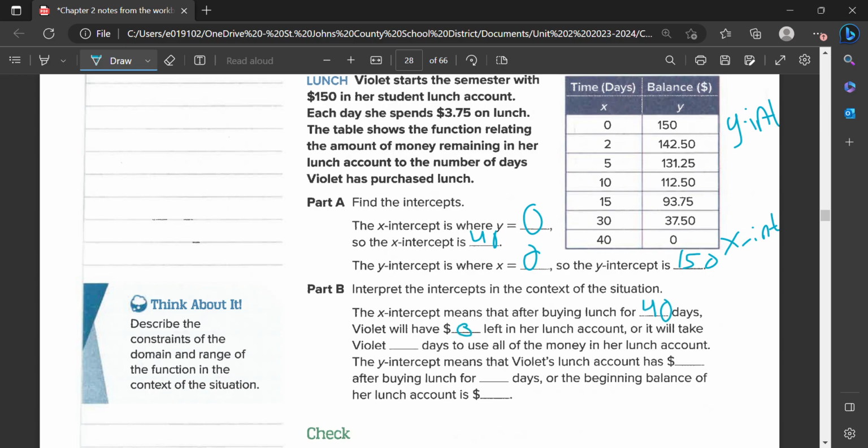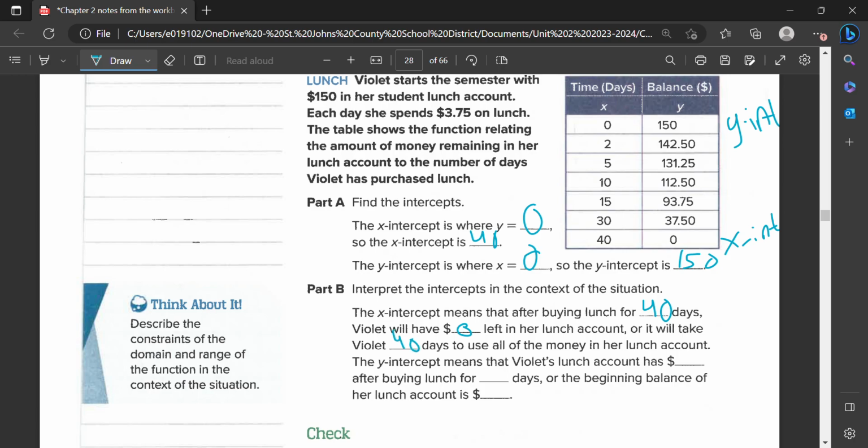So what this was asking you, hopefully you read it, is that Violet starts the semester with $150 in her student lunch account. So her parents put $150 in her account, and every day she spends $3.75 on lunch. If her parents or herself were not to ever put money back into the account, how many days could she buy lunch for before it ran out? That's what our x-intercept is going to tell us. When that money runs out, she has eaten for how many days? And in this case, 40. All right? So it will take Violet 40 days to use all of the money in the account.